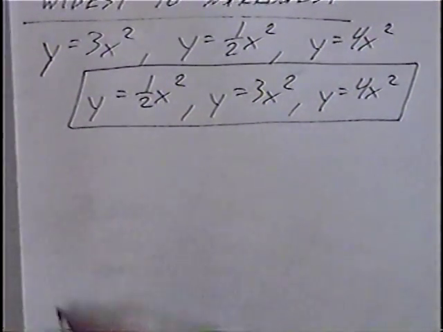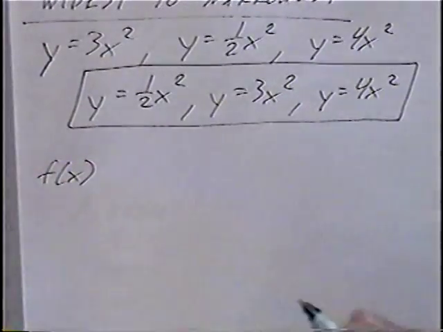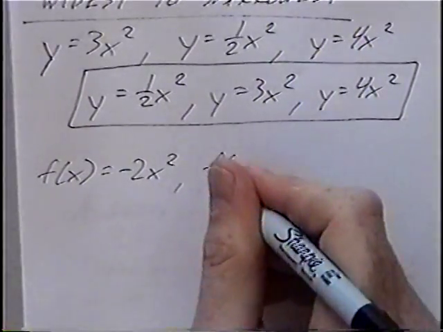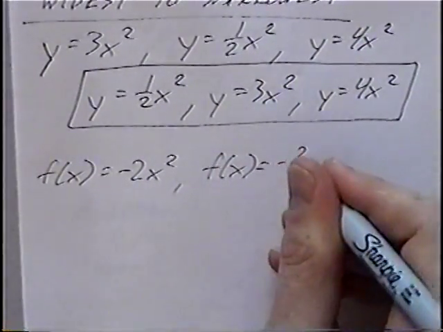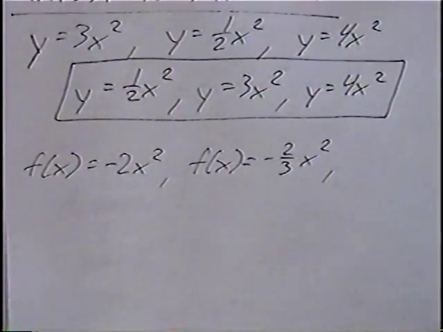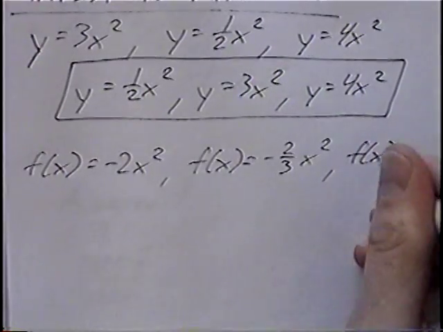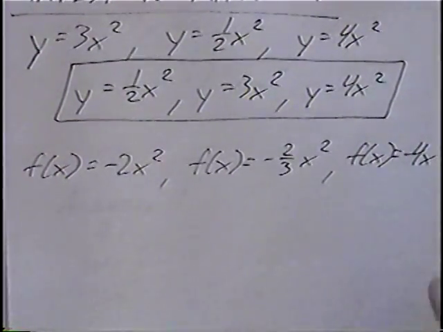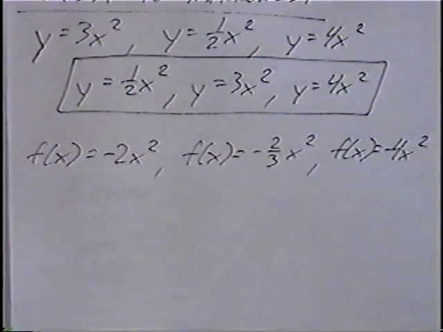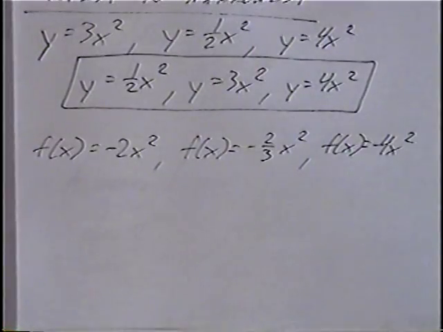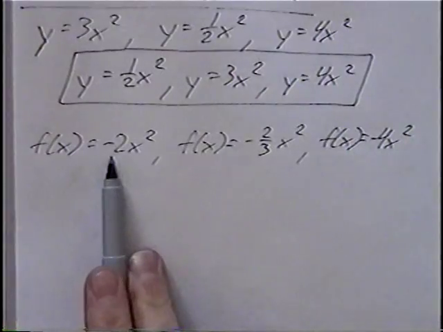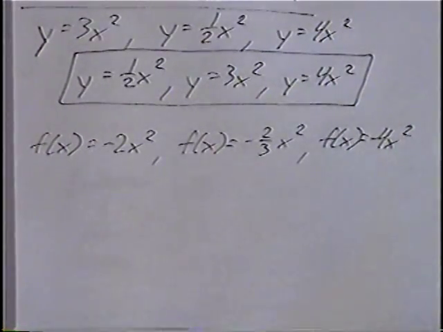Take a look at one more, last question for this section. f of x equals negative 2x squared. Second graph, f of x equals negative 2/3 x squared. And the last graph, f of x equals negative 4x squared. When you have negative numbers, again, it's not the smallest number, but the number closest to 0. We have negative 2, negative 2/3, and negative 4.